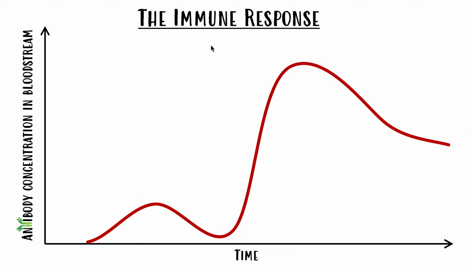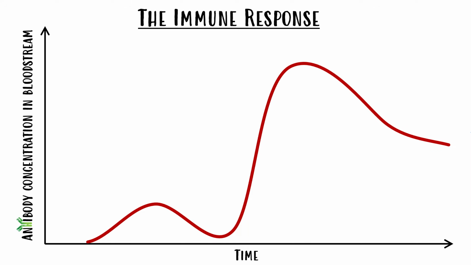Great, so that was a lot. So now we're going to look at a little graph. This graph is super interesting and very easy to understand if you understood what I just talked about. It's kind of a way of summarizing what happens in our immune response. Here the x-axis is our time, and this is going to be the antibody concentration in our bloodstream, so kind of the amount of antibodies in our bloodstream.